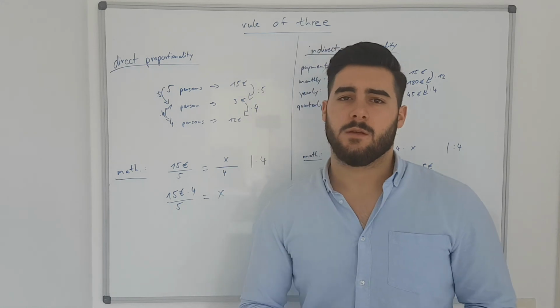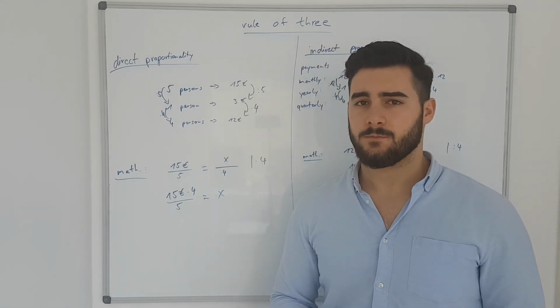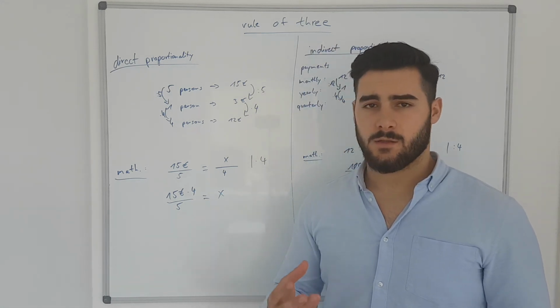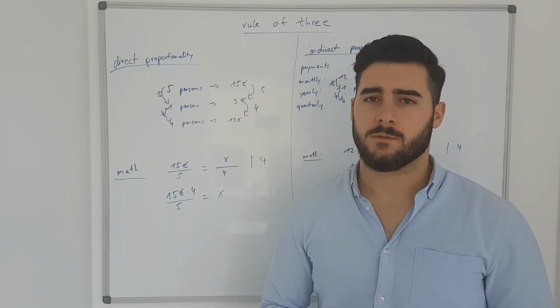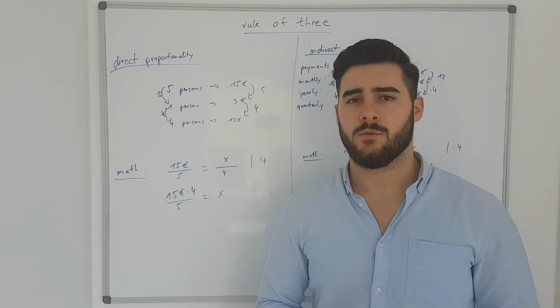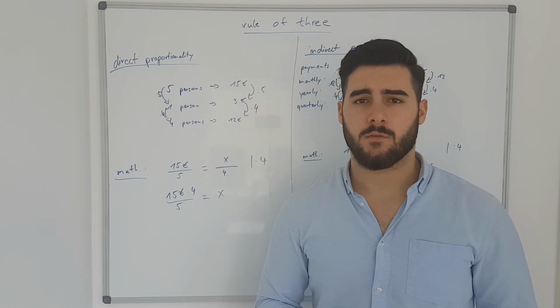So this is basically it for the rule of 3. And as you can see, it's simple from the understanding, and it can be very useful for comparisons of products and a lot of other stuff.